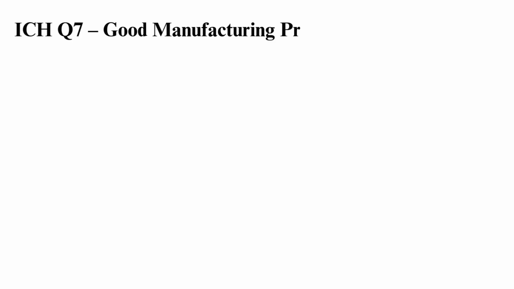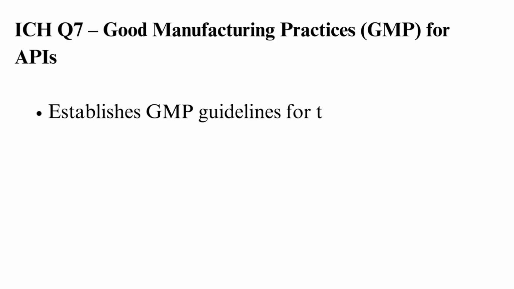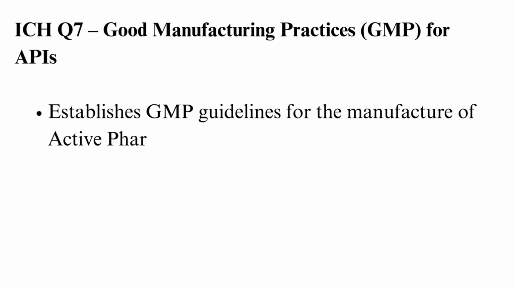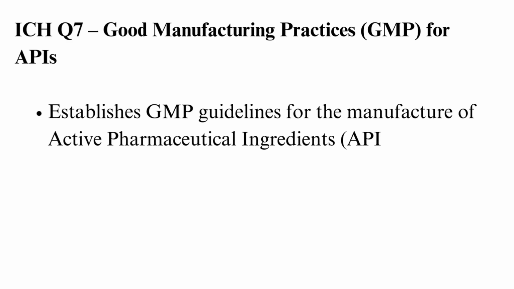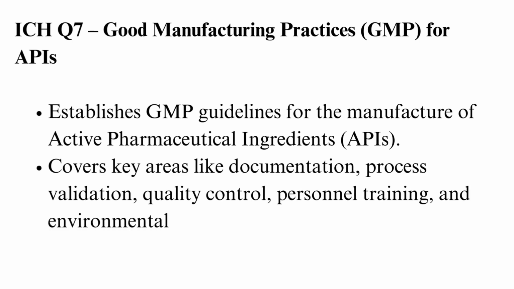ICH Q7 Good Manufacturing Practice, GMP for APIs. Establishes GMP guidelines for the manufacture of active pharmaceutical ingredients. Covers key areas like documentation, process validation, quality control, personnel training, and environmental control.